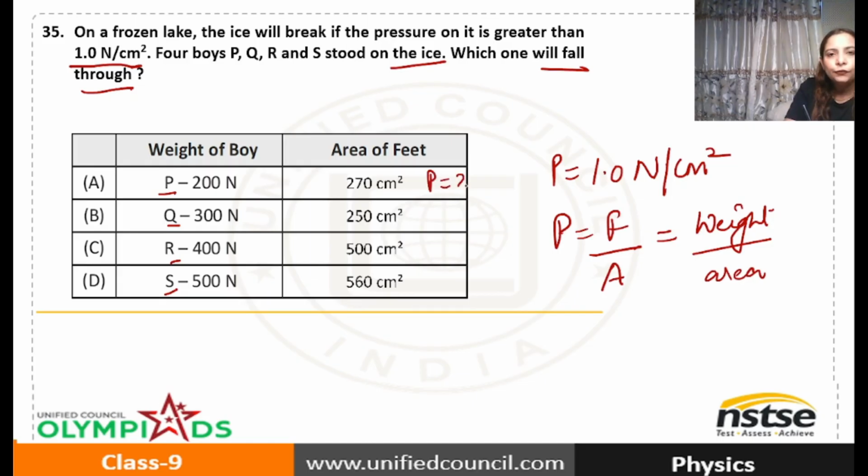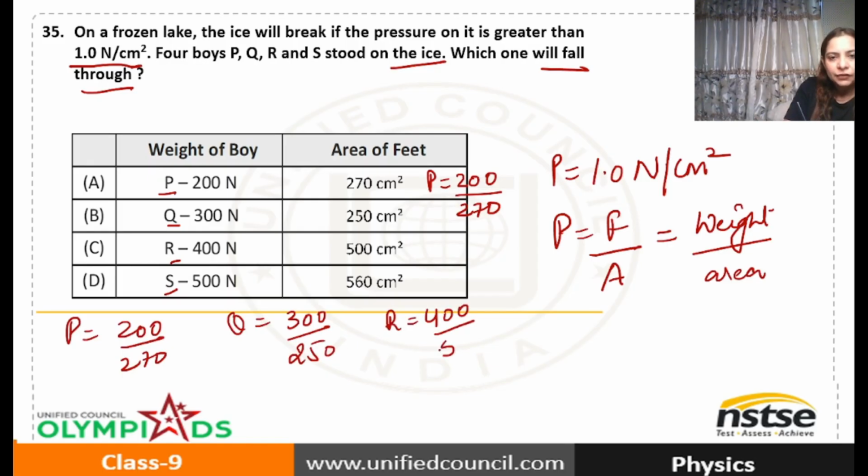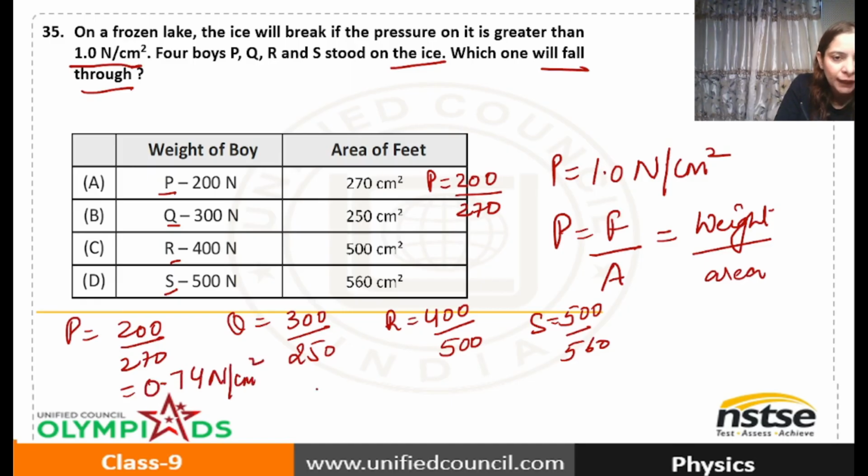So pressure is equal to force upon area. For P it is 200 by 270. For Q it is 300 by 250. For R it is 400 by 500. And for S it is 500 by 560. I'll tell you the answer that you will get in all the cases. In the first you will get 0.74 Newton per centimeter square. For the second case it will be 1.2 Newton per centimeter square. Third would be 0.8 Newton per centimeter square.